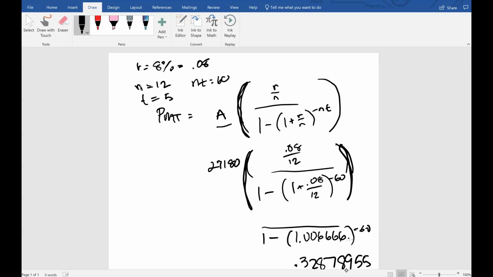And on the top, we have 0.08 divided by 12, which we said was 0.0066 repeating. So I'm just going to go ahead and put 0.0066 repeating, so just push a bunch of sixes, divided by my answer, which is 0.32878955. But instead of typing it, I'm just going to recall that answer using the answer button, and I get 0.0202763943.